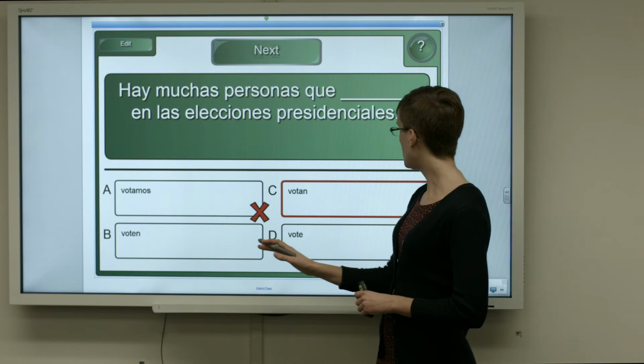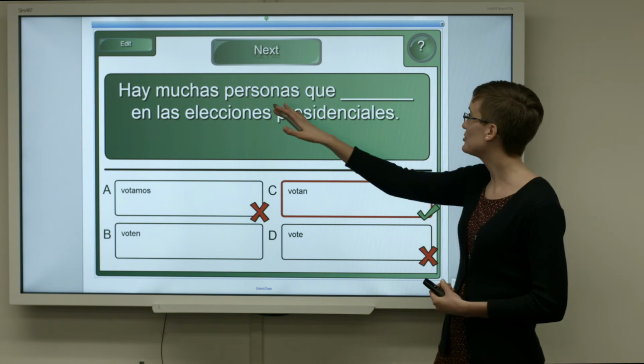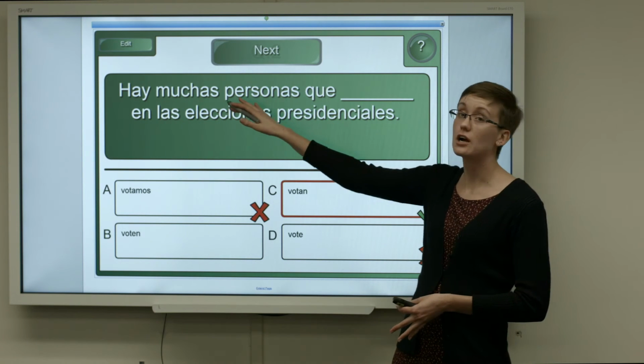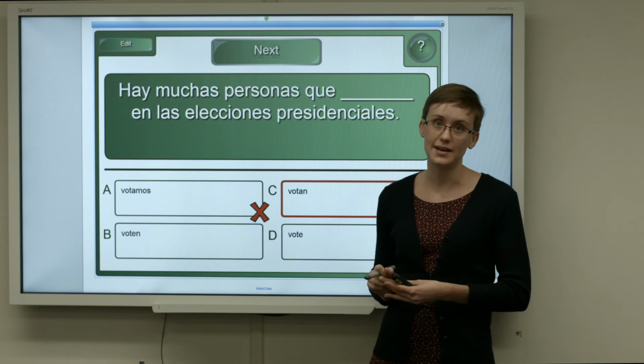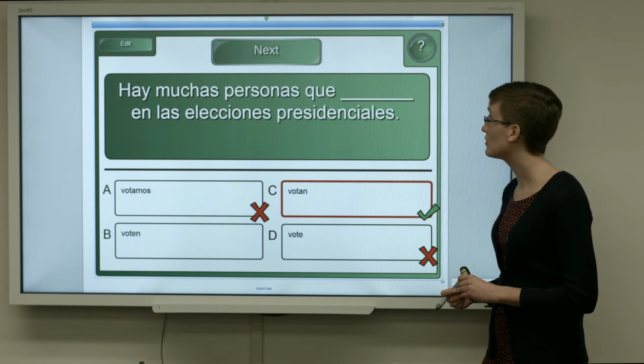Oops. Oh, I accidentally hit it. Yes, the correct answer is votan. Hay muchas personas que votan en las elecciones presidenciales because we are making a statement that we believe is true. This statement is not in doubt. We believe that it's true, so yes, we are going to use the indicative votan.